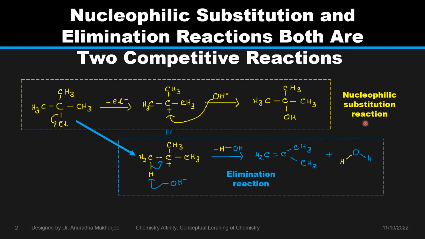These two reactions, nucleophilic substitution and elimination, take place together, but sometimes nucleophilic substitution dominates over elimination. Sometimes elimination dominates over nucleophilic substitution reaction. But in this video, I am not going to discuss the factors which decide which reaction is going to dominate. In this video, I am going to discuss the types of elimination reaction and the mechanism of elimination reaction.